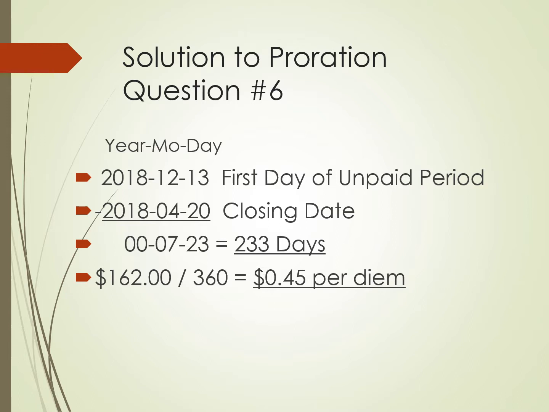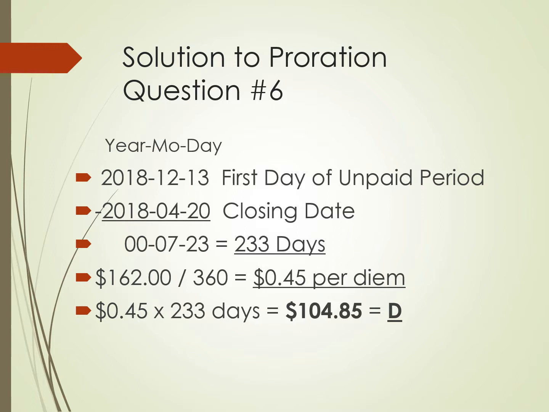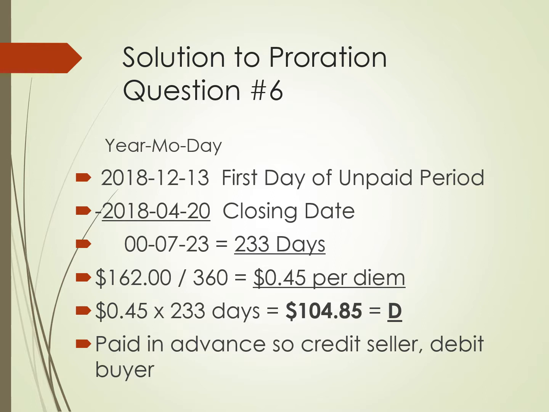$162 for the year divided by 360 days in our proration year equals 45 cents per diem. 45 cents times 233 days. It's paid in advance, so it ends up being a credit to the seller and a debit to the buyer. The seller has paid it, so we're going to debit the buyer because they're taking over the homeowner insurance policy.